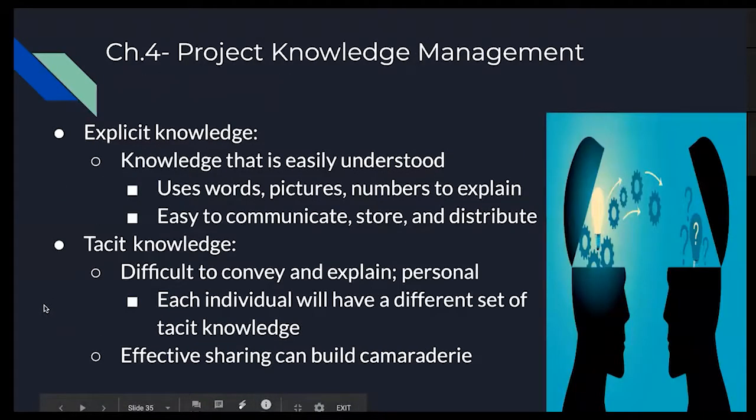Going on to project knowledge management, we're really talking about two types of knowledge here. We have explicit and tacit knowledge. Explicit is easy to understand. It's words, it's pictures, it's numbers. And this is how projects get done. You're able to communicate with one another, and these are standard ideas that are easy to understand.